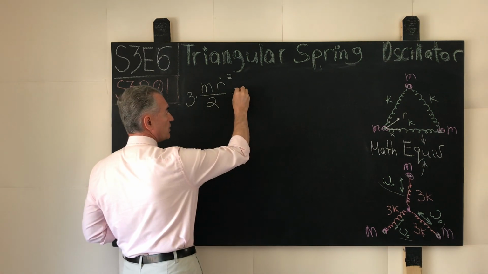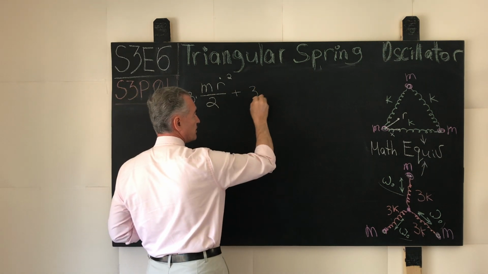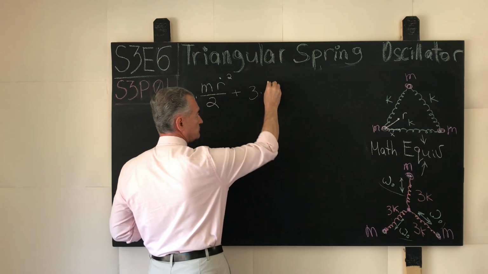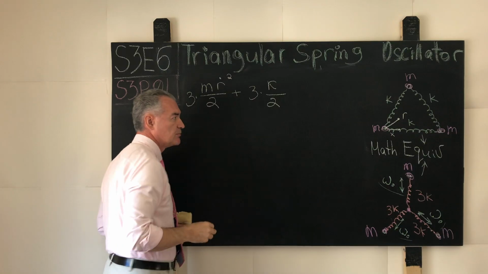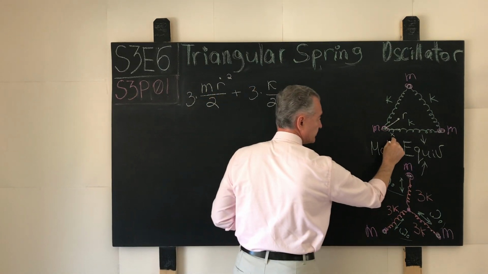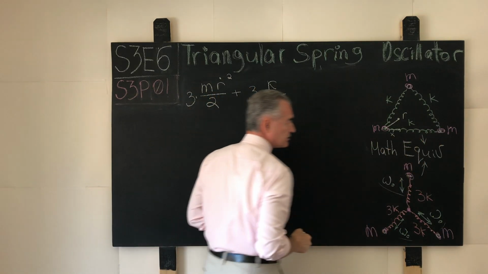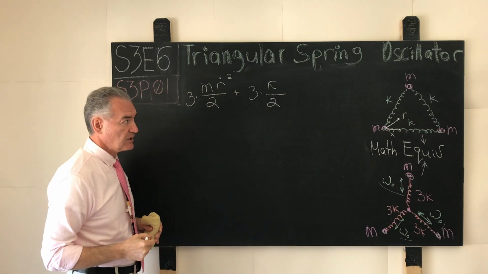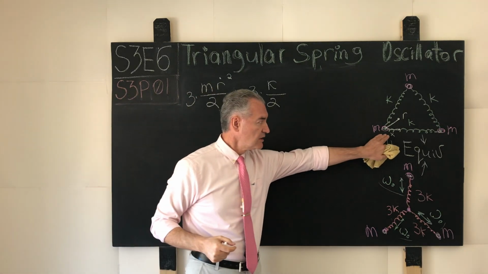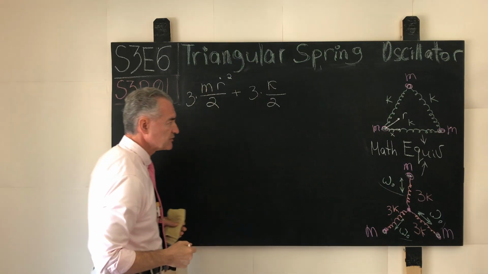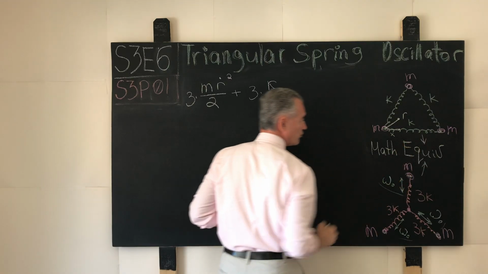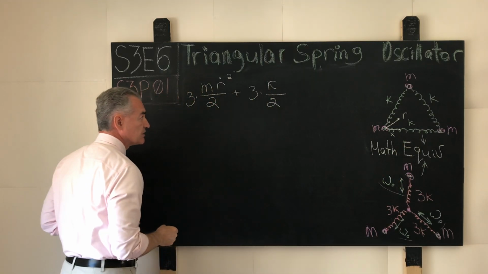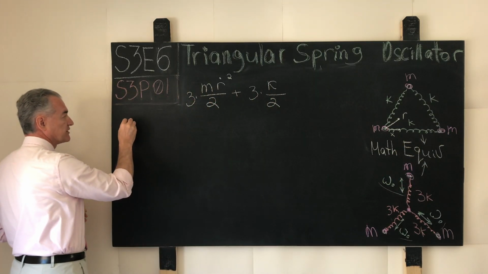Plus, we will have also 3 copies of k over 2, but here it will be this displacement plus this displacement squared. And what do we say about this displacement? Well, there are 2 copies of it, right? One over here and one over here. So that displacement, let's call it delta x.